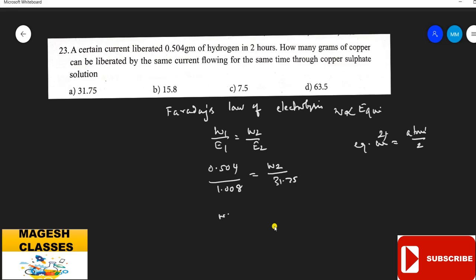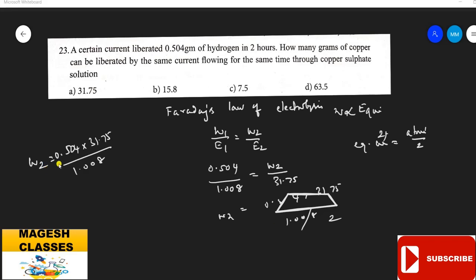The weight of the copper W2 is equal to 0.504 into 31.75 divided by 1.008. So it is cancelled by here 2. W2 is equal to 0.504 into 31.75 divided by 1.008, cross multiplication. So it can be cancelled to 31.75 divided by 2. This is equal to 15.8 gram. Your answer is B.